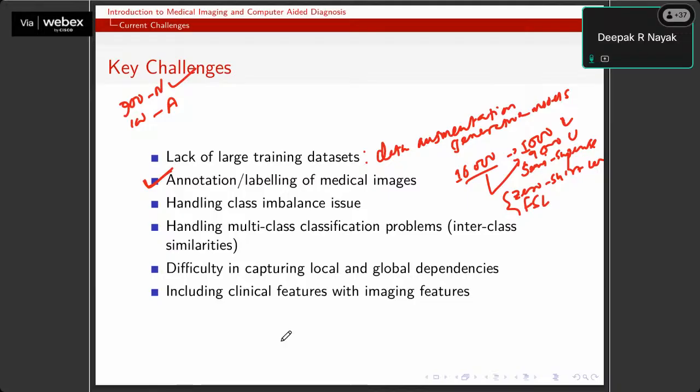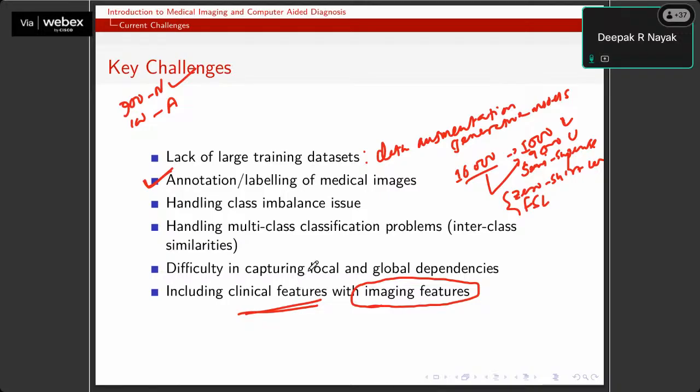We are always talking about image-based features. Although image-based features are very, very important, can we include some clinical features or text-based features along with them? I'm talking about multimodality, where image-based features can be combined with clinical features to take the right decision.